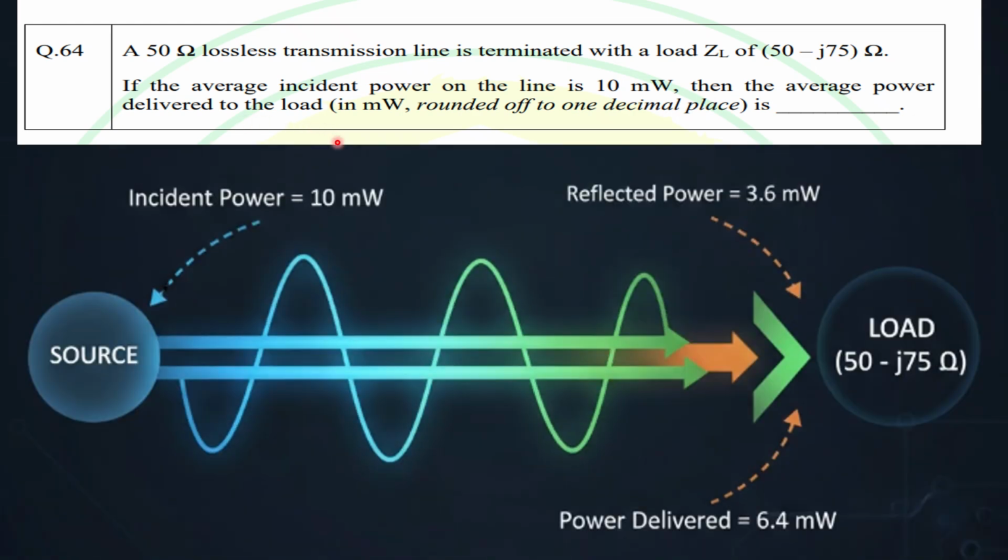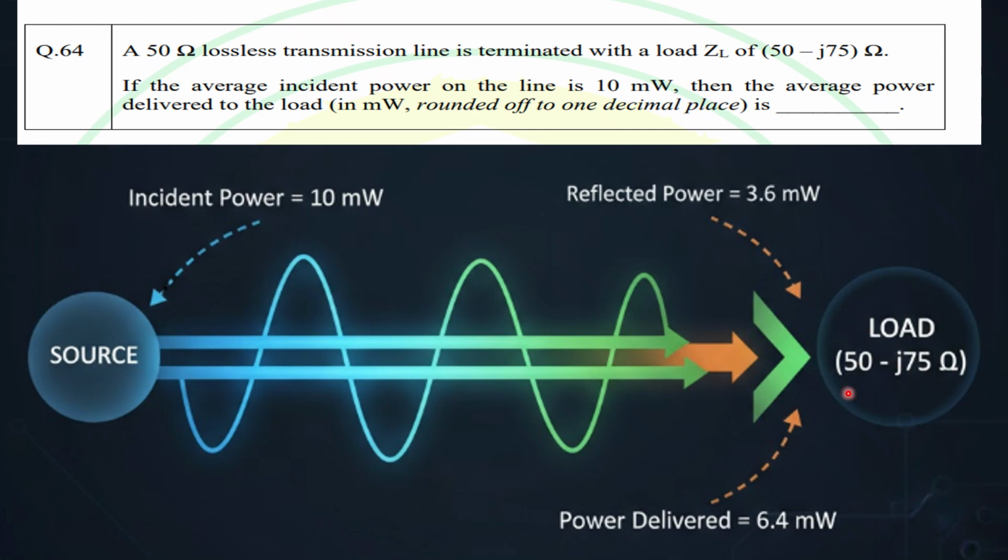So how can we calculate it? Let's try to understand it in a better manner. This is your transmission line. Here is your source power. This acts as a torch, emitting the incident 10 milliwatt. And here is a load. The load will collect the power. So how much will it collect?